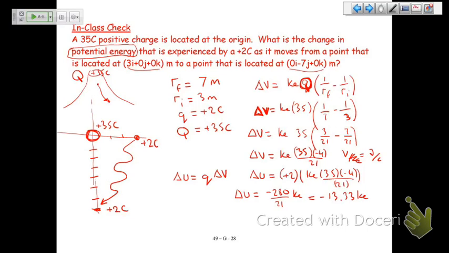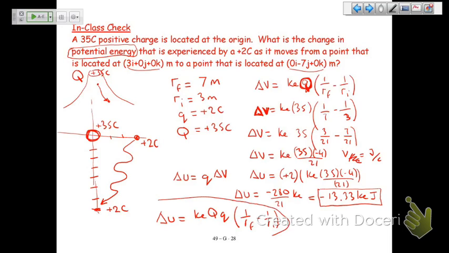What's the unit going to be? Joules and only joules, because it's a change in potential energy. You could have adapted this equation to get delta U and add the Q inside it. You could have said, delta U is equal to KE big Q little q times 1 over RF minus 1 over RI. And that would have worked just as well.